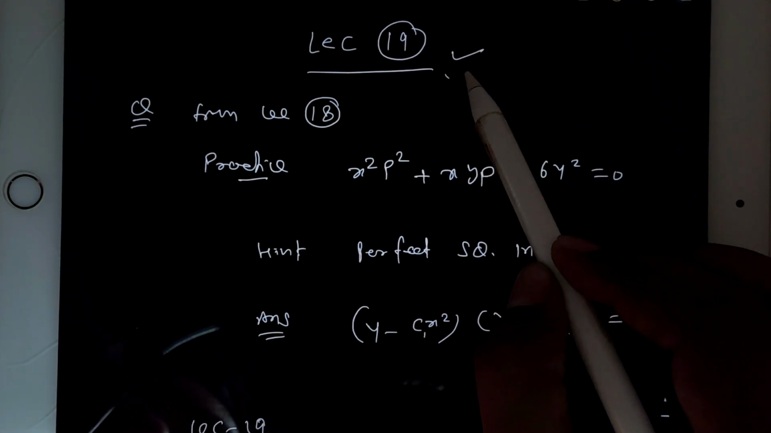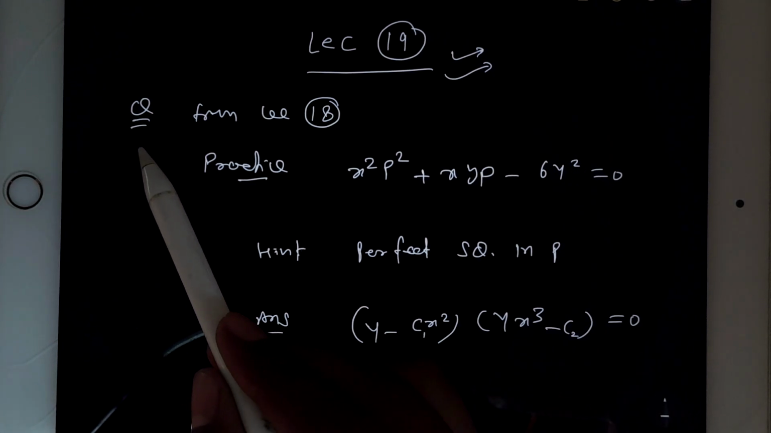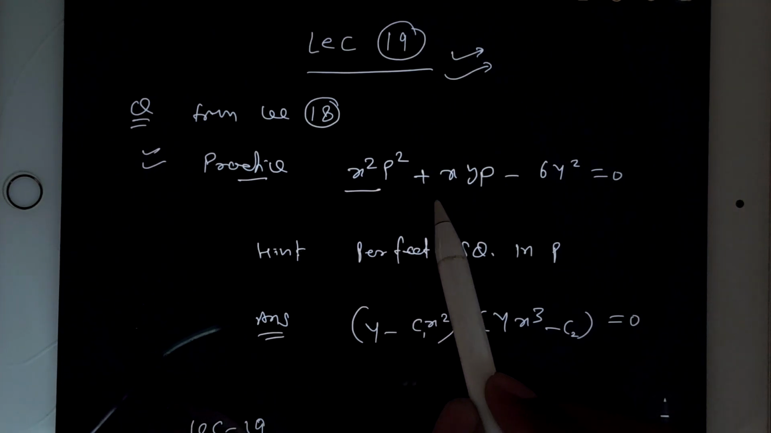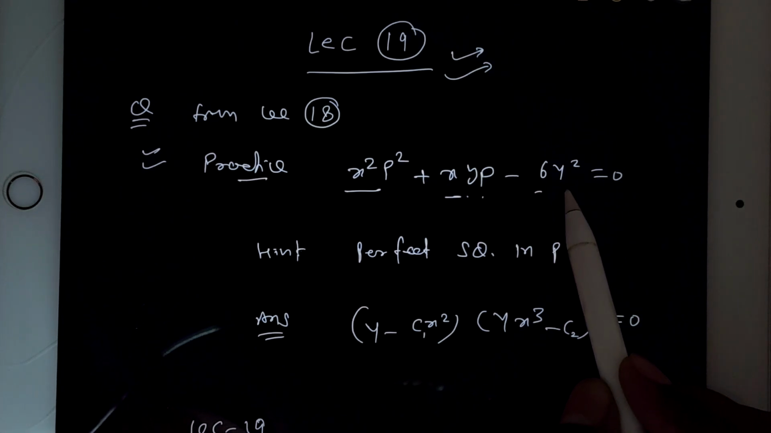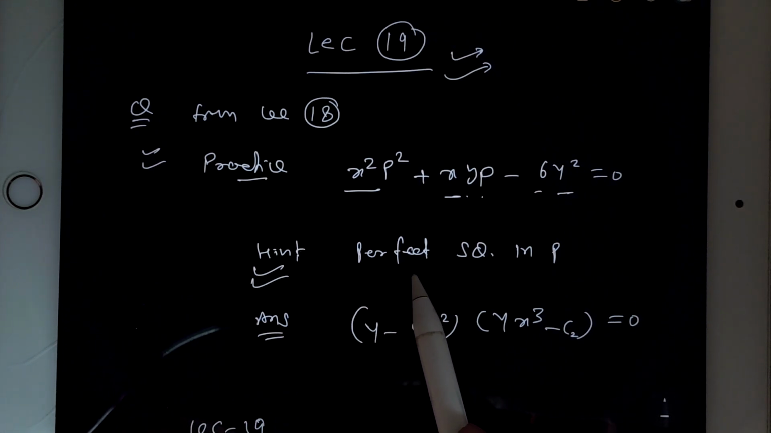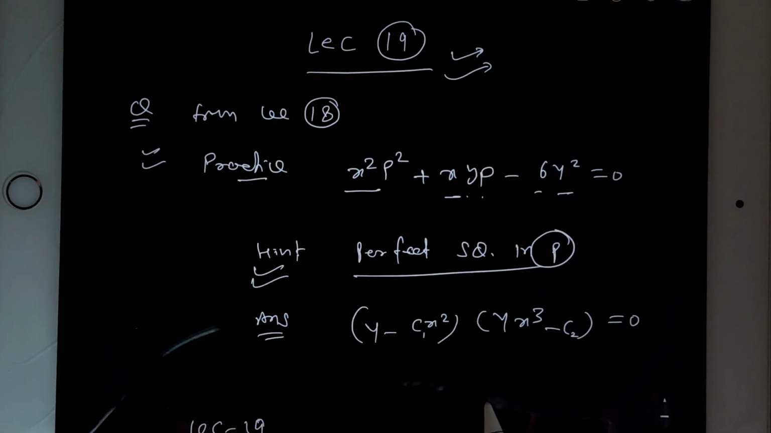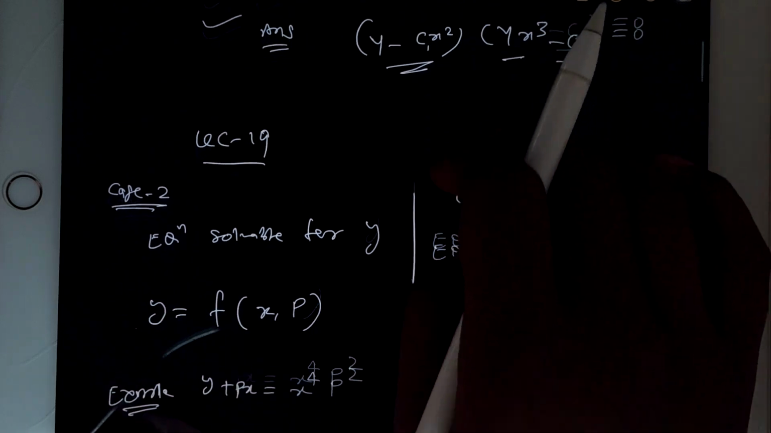So in lecture 19, before entering lecture 19, just do one small practice from lecture 18. x square p square plus xy into p minus 6y square is equal to 0. If you need a hint, make a perfect square in p and then solve that, and your answer should come y minus c1 x square, y x cube minus c2 is equal to 0. It's an easy problem. Now let's go to lecture 19.